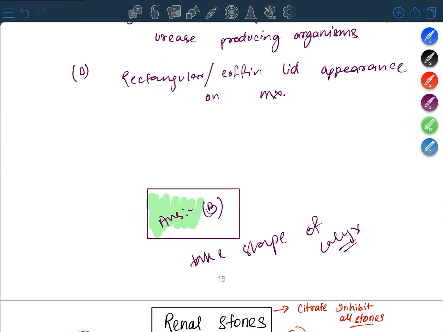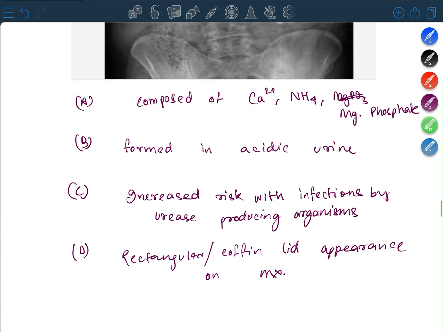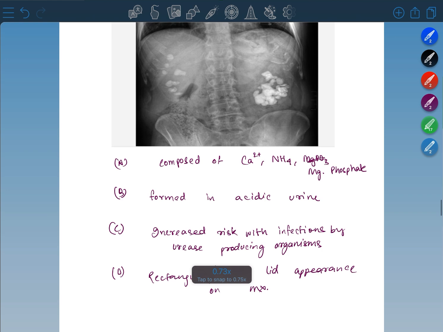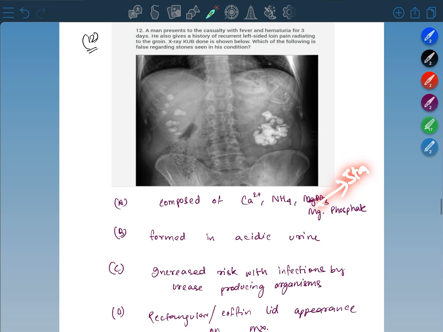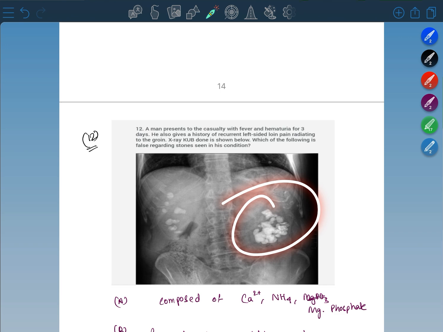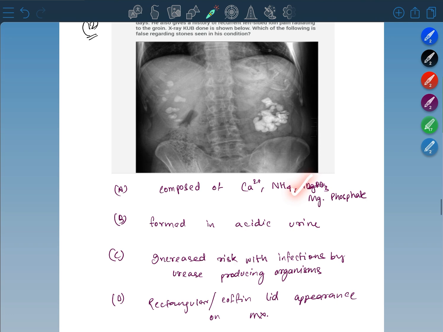And now let's move on to the tricky part. How will we solve this trickily? You can do it by the elimination method. Composed of calcium, ammonium, and magnesium, so by this we have staghorn stones. If you are not able to understand this, how will you solve this in an easy way? First, we have to find the first statement. If this is true, formed in acidic urine, no, these stones are not formed in acidic urine, so this has to be false. And if this is true, then this has to be false. So both of these are contradictory.